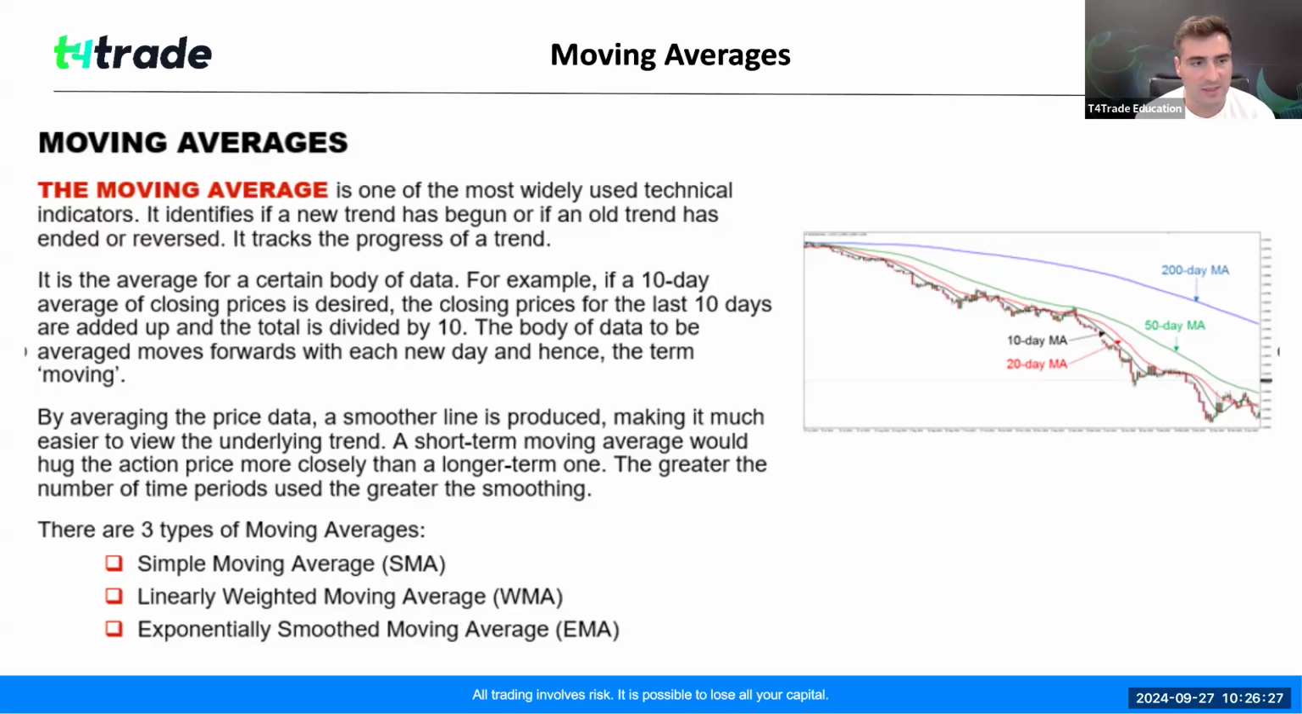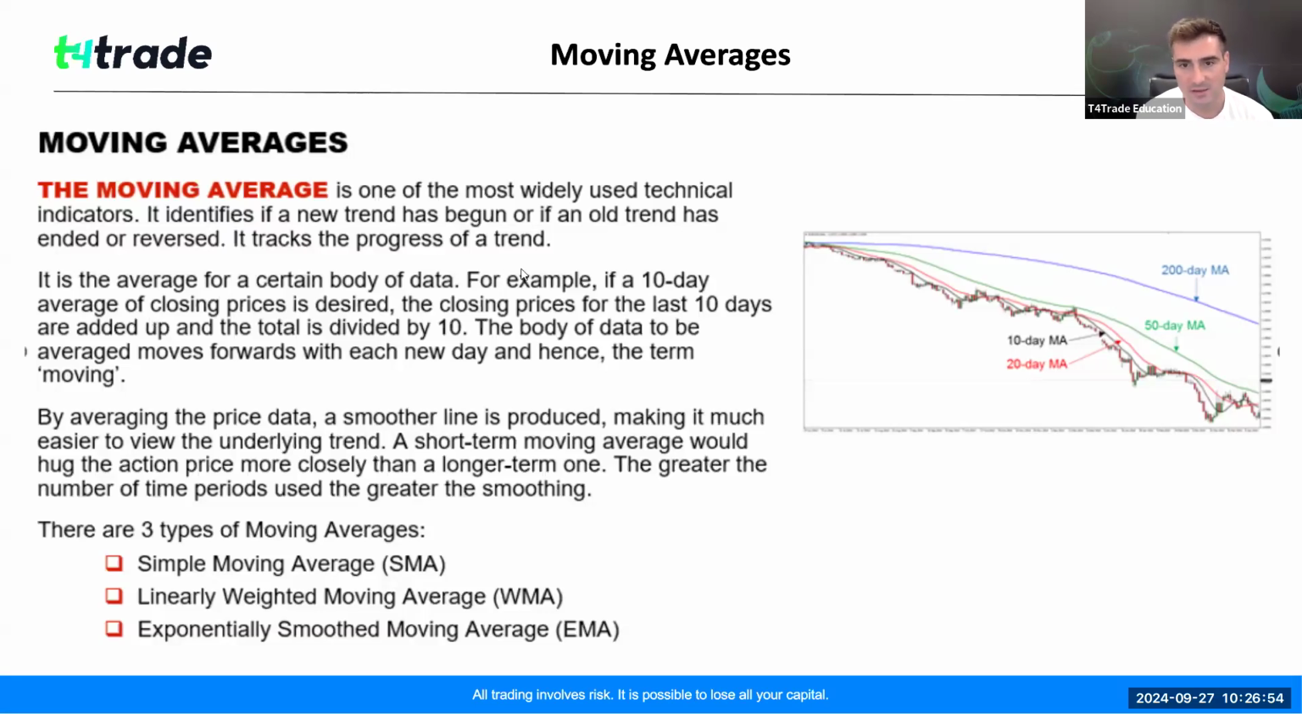What else? The body of data to be averaged moves forwards with each and every new day, hence the term moving. Okay, we discussed this. By averaging the price data, a smoother line is produced, making it much easier to view the underlying trend. This is what we care about. This is the valuable information that this indicator is conveying, the direction of the underlying trend.